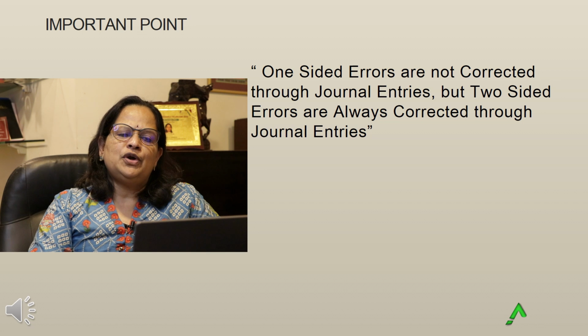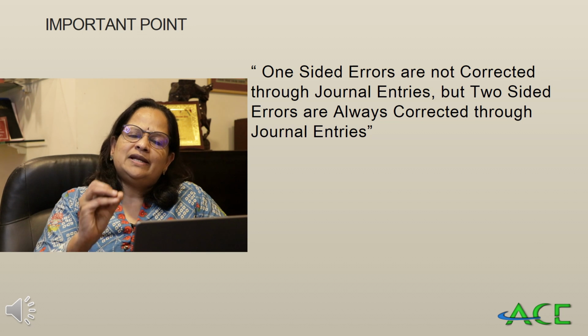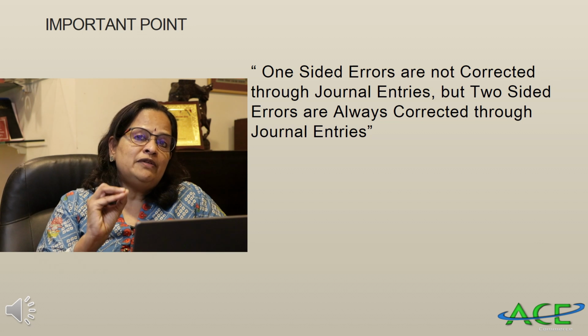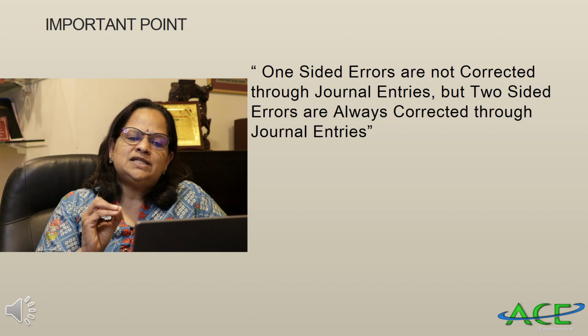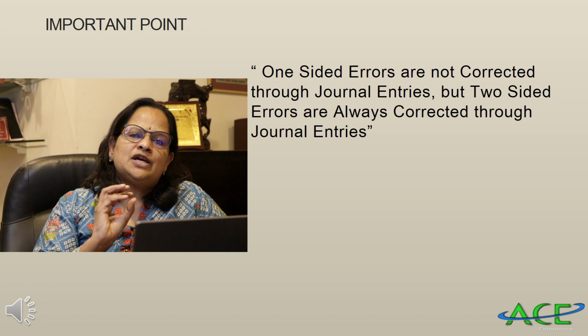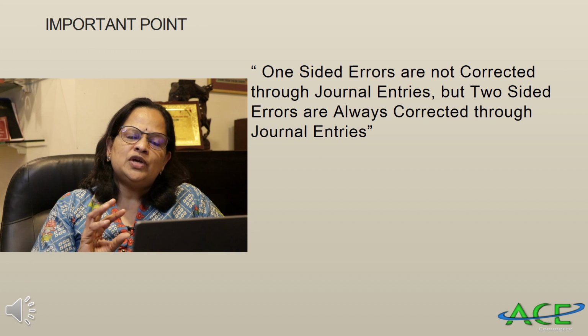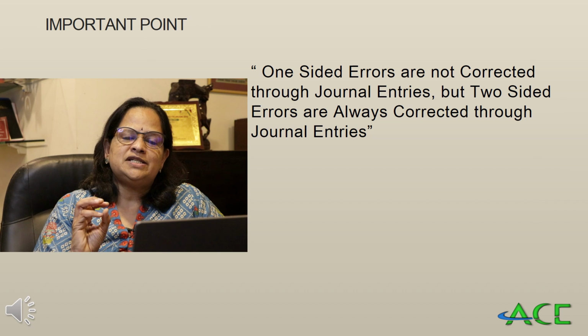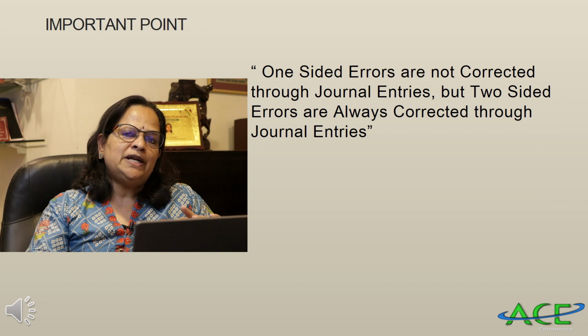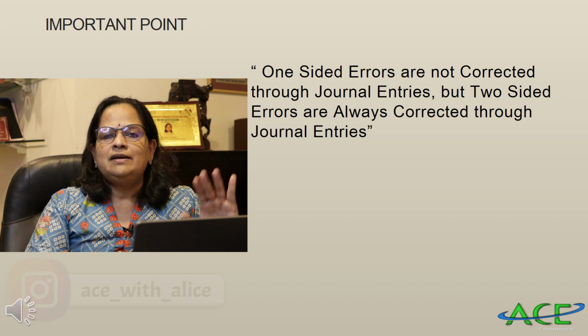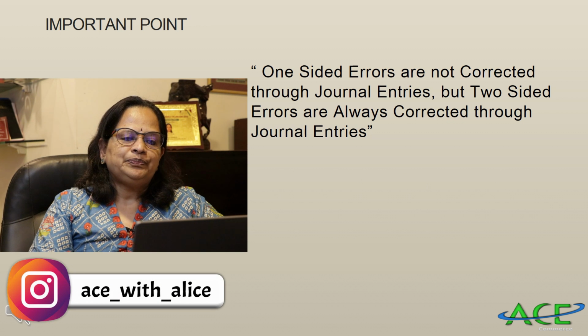So, an important point you have to remember. This is very, very important. One-sided errors are not corrected through journal entries, but two-sided errors are always corrected through journal entries. I'll repeat again: one-sided errors are not corrected through journal entries. But if you have to correct a two-sided error, definitely you have to pass a correcting journal entry.